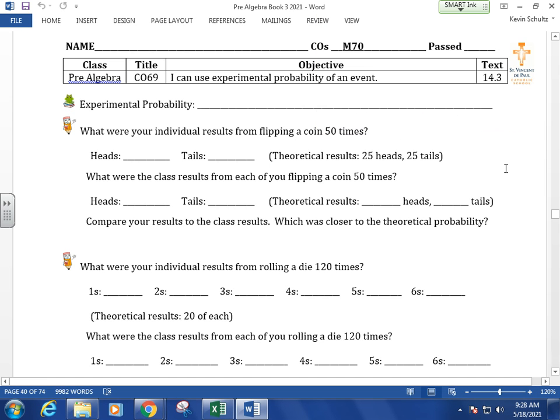We are covering CO69 today, which is about experimental probability. Yesterday in 68 with theoretical, we did a couple of experiments. We flipped a coin, each of us flipped a coin 50 times, and we rolled a die 120 times. And we said, well, here's what should happen, right? Theoretical probability is what should happen, whereas experimental probability is what actually happens.